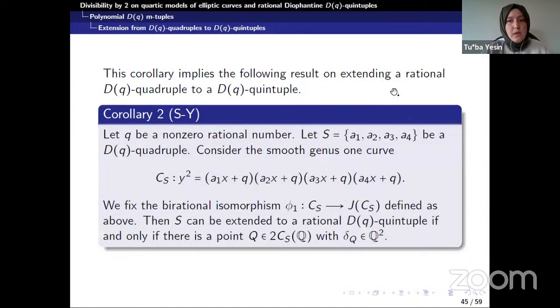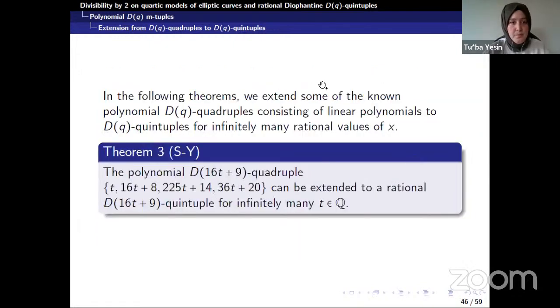Another corollary is related to this extension. If delta q, which is the same as in Corollary 1, is a square, then if we start with a Diophantine quadruple, we can get a Diophantine quintuple by using this quadruple. So from these two corollaries and the main example, we can see this quadruple can be extended to a rational quintuple for infinitely many t.